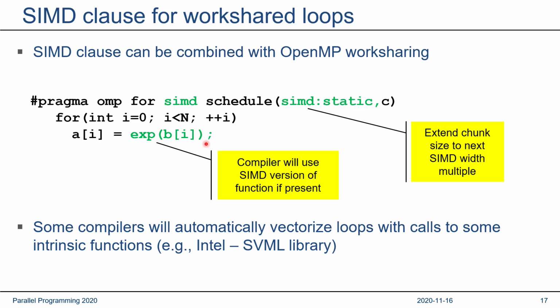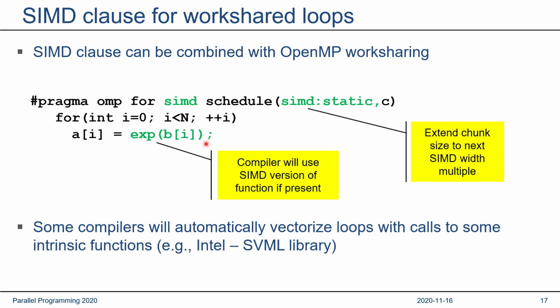Some compilers do that automatically, even if you don't specify any SIMD clause. For example, if you have the Intel compiler, it comes with a so-called SVML library, the short vector math library. And this library implements these functions for short vectors. So without doing anything for the Intel compiler, loops like this can actually be vectorized.